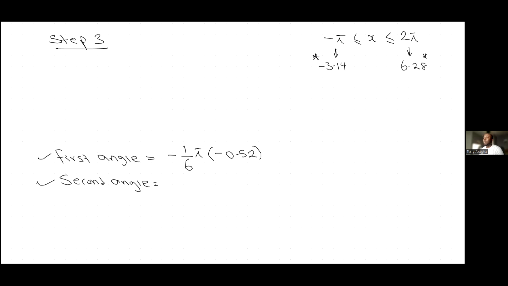So let's go there. It's going to become pi plus theta, which is minus 1/6 pi. Are you seeing it? And this is going to give you 5/6 pi. And when you press this in your calculator, it should be the same thing as 2.62.